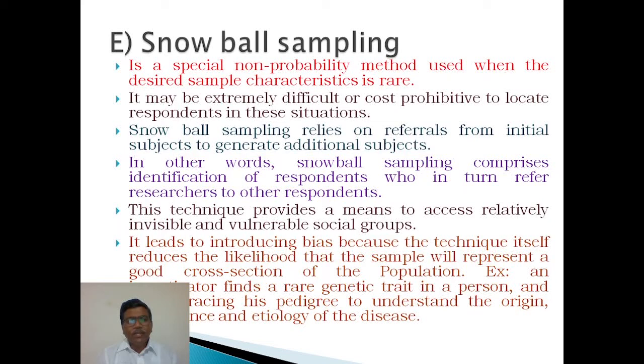So it is used when the desired sample characteristic is rare. Please keep in mind, the desired sample characteristic is rare. Snowball sampling relies on referrals from initial subjects to generate additional subjects. It may be extremely difficult or cost prohibitive to locate respondents in these situations. So this is a very rare sampling method.